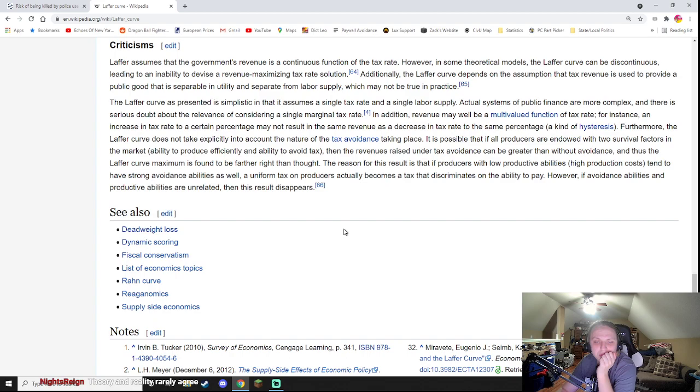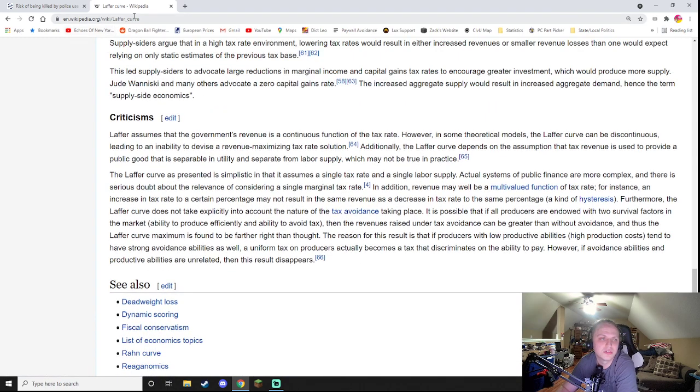The reason for this result is that if producers with low productive abilities tend to have strong avoidance abilities as well, a uniform tax on producers actually becomes a tax that discriminates on the ability to pay. However, if avoidance abilities and productive abilities are unrelated, then the result disappears.